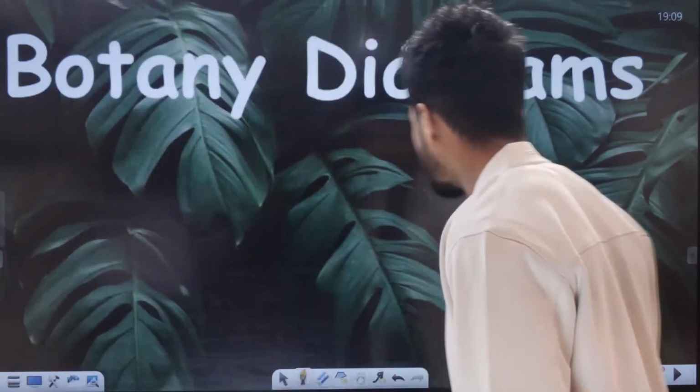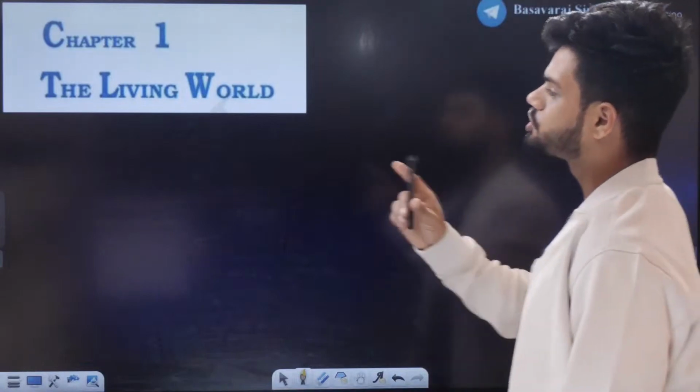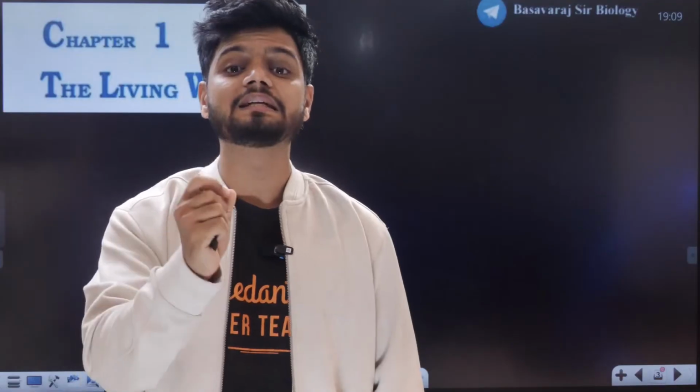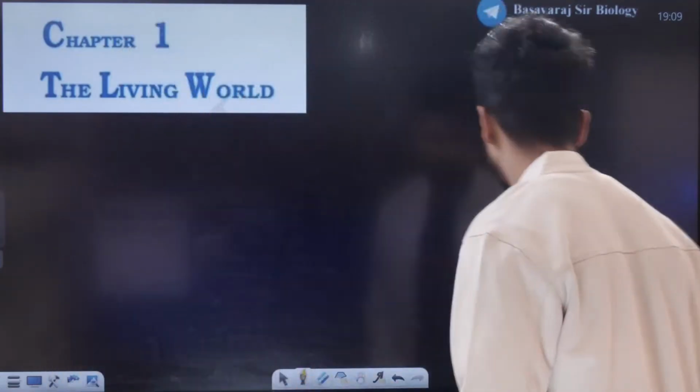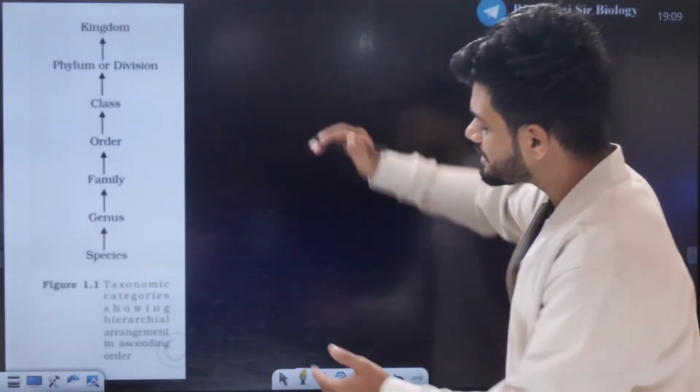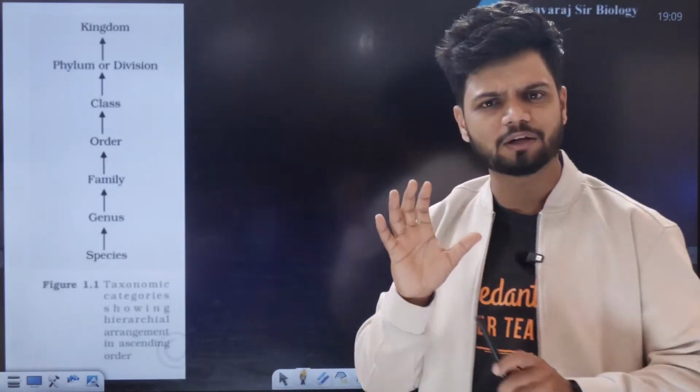Okay, so with that being said, students, the first particular chapter is Living World. Generally you get one or two questions from this chapter, and it's relatively easier. And in this chapter there is a single diagram. If you can see right here, this is the single diagram given in this particular chapter.